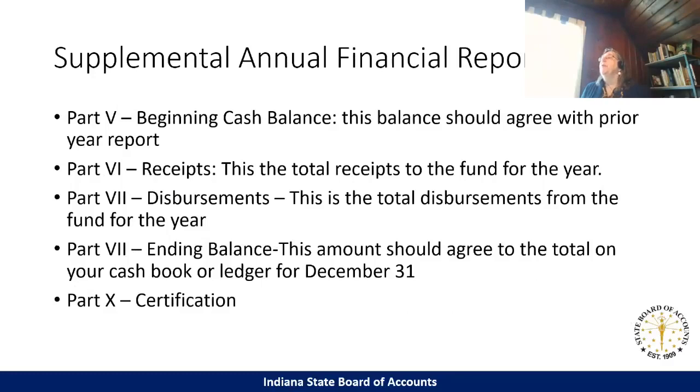So next you need to post your beginning cash balance, and this is the money that's not invested. This again is part of your trust. It should agree with the prior year's ending balance, and we'll talk about that in a little bit. Then the total receipts that you put into the trust fund for the year, the total disbursements that you have paid out of the trust fund, and the ending balance in the fund. If your child support is maintained separately, then you would complete that same information for the child support. If they're combined, then you just have the one line.